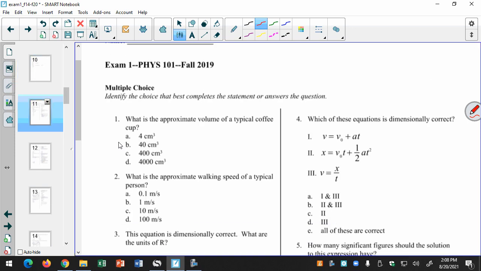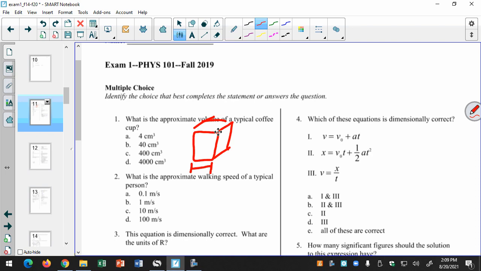What is the approximate volume of a typical coffee cup? Well, think about my coffee cup. I'm going to think of it as a cube or a rectangular prism. And I want to figure out what is the height or the volume rather of this coffee cup. I'm going to say, what would you say is the width of a coffee cup in centimeters, roughly? It's about this much, but in centimeters, how much is that?